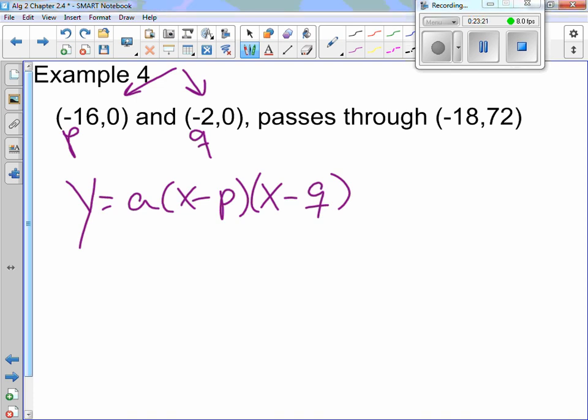So that's the one with circle. Y equals a times x minus p times x minus q. And our variables are a, p, and q. And we can say the value of p is negative 16 and the value of q is negative 2. Or you could flip it. It doesn't matter which. Because if you want to set q as negative 16 and p as negative 2, that works just fine.